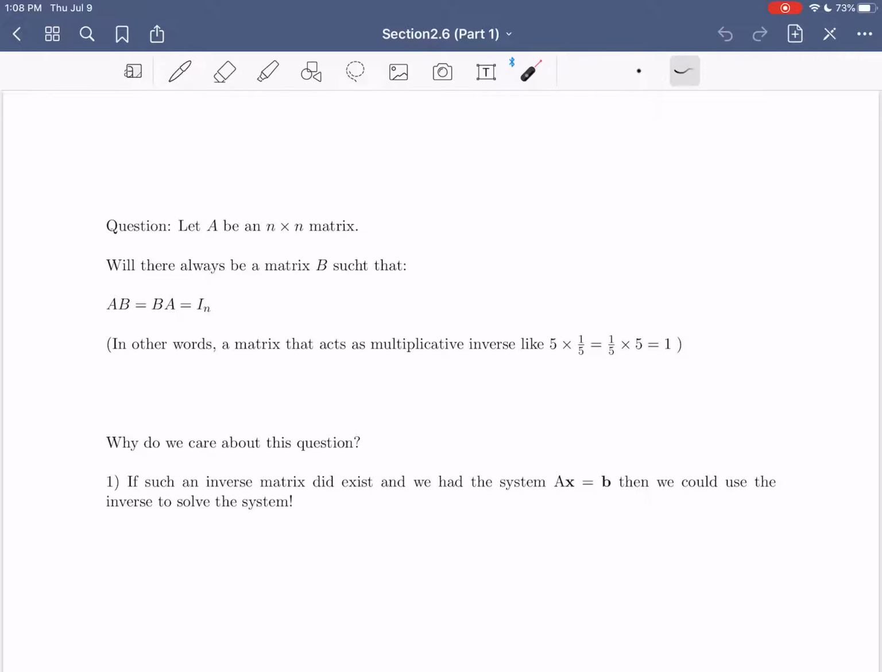So, let's give ourselves a question to start with here. We're going to let A be an n by n square matrix. And the question we want to know is, will there always be a matrix B such that A times B is equivalent to B times A is equivalent to the identity matrix? In other words, what we're basically asking is, is there a matrix that acts as a multiplicative inverse?